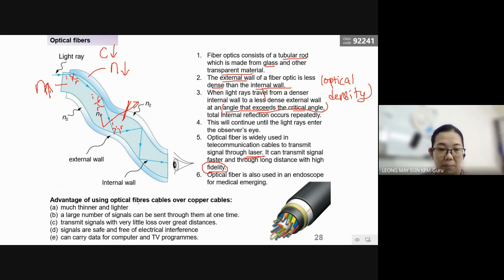All right. The advantage of using optical fiber cables over copper cables. Copper cables are the ones we're using right now to transmit our electricity. Our internet data nowadays, the majority is using fiber optic. The advantage is that optical fibers are much thinner and lighter compared to copper cables. A large number of signals can be sent through them at one time. It can be a few hundred signals at one time.